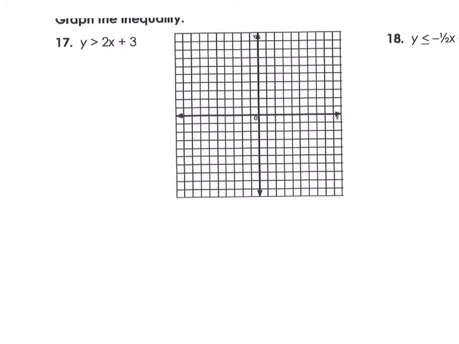Here is number 17, graph the inequality. So it's already set up in slope-intercept form. Here I have my slope. So I know my slope is going to be 2 over 1. And my y-intercept is going to be 3. So I'm going to start there. Y-intercept is 3. I'm going to go up 1, 2, 3. Put a dot. From that point, I'm going to apply my slope. So I'm going to go up 2 over 1, up 2 over 1, and down 2 to the left 1.